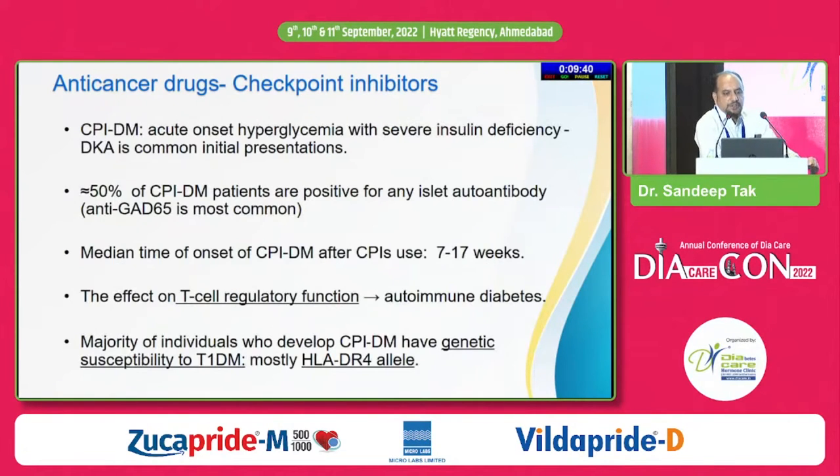Usually these patients present with acute hyperglycemia. 50% of these patients may have islet autoantibodies. And usually these patients also have the HLA-DR4 allele, which predisposes to type 1 diabetes. So any person who is predisposed to type 1 diabetes is more likely to develop diabetes when he is on checkpoint inhibitors.